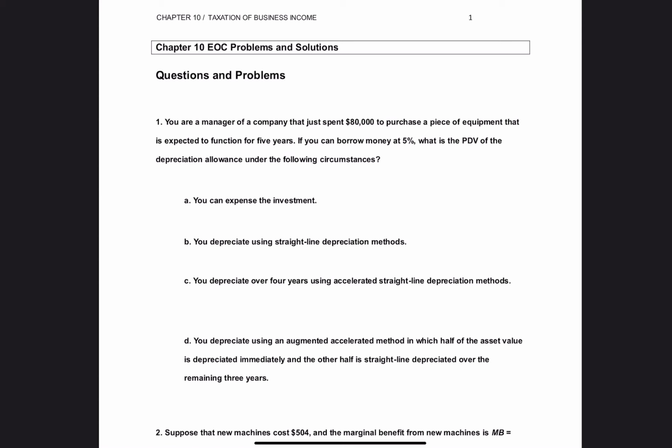If you can borrow money at 5%, which means that the interest rate is 5%, what is the present, so the PDV stands for the present discounted value. So what is the present discounted value of the depreciation allowance under the following circumstances? So we will consider 3 cases. First, you can expense the investment.